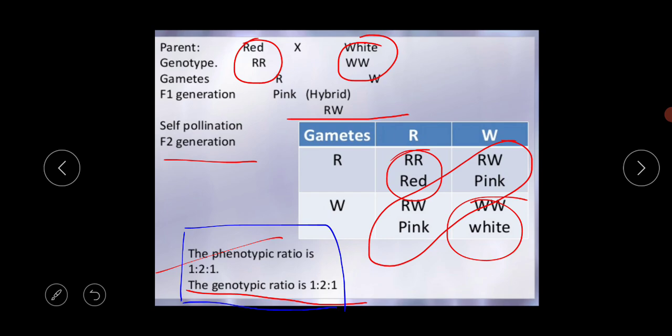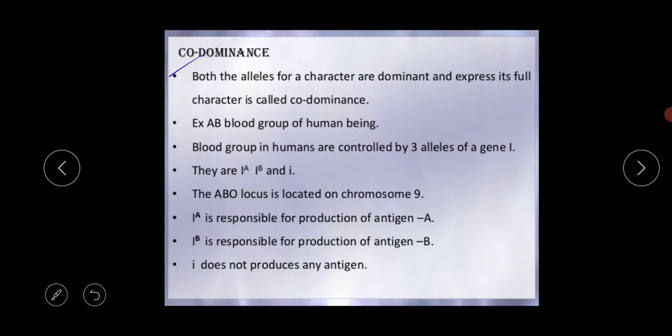This type of question may come: in which dominance is the phenotypic and genotypic ratio equal? You have to write incomplete dominance; the answer will be incomplete dominance. Okay, next thing is codominance.